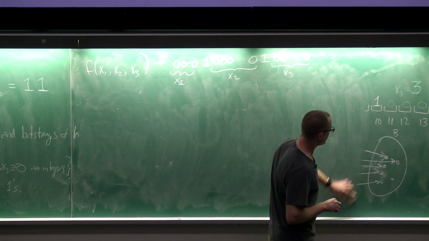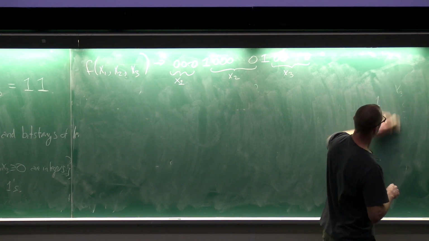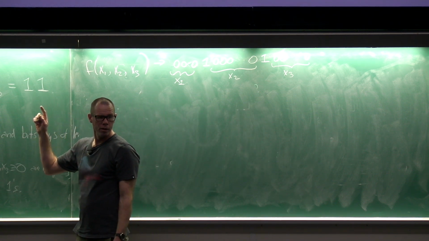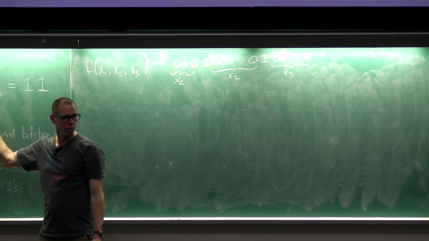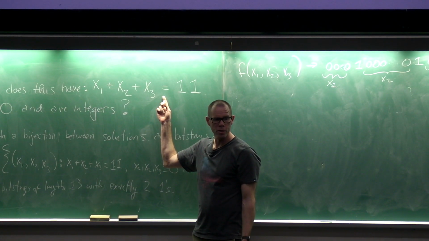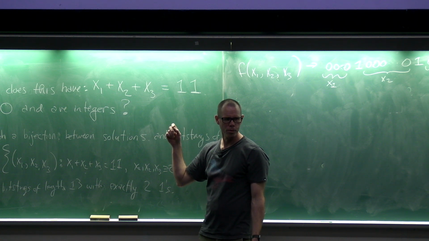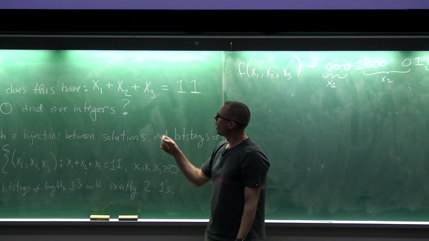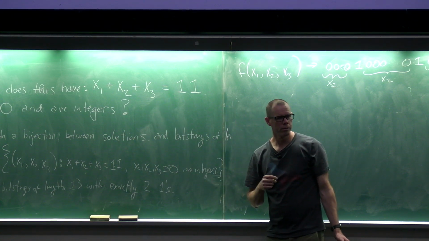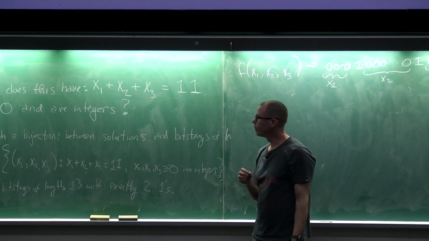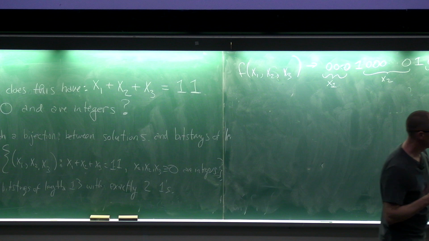I think maybe we see that the numbers 11 here and 3 here are not magical, right? I could change 11 to 15. What would the answer be? 17 choose 2. And what if I added another variable x4 here? 14 choose 3.